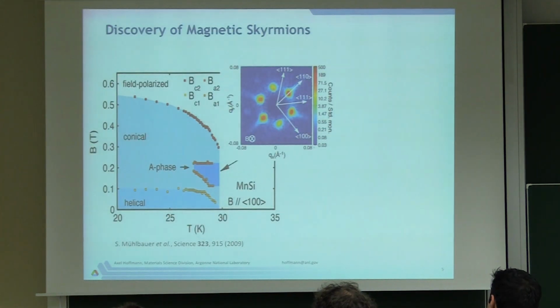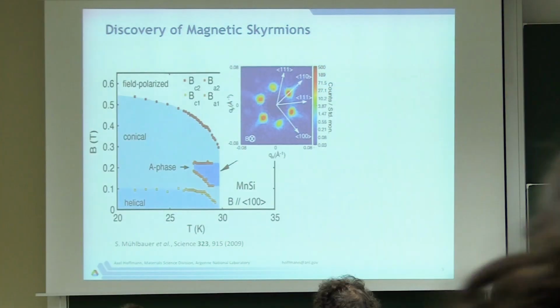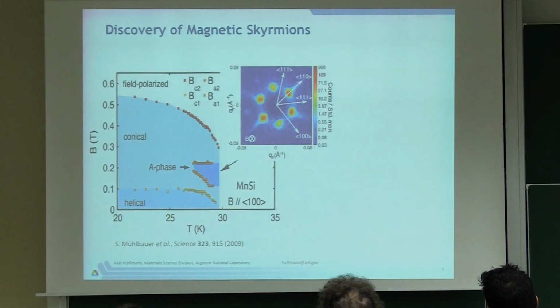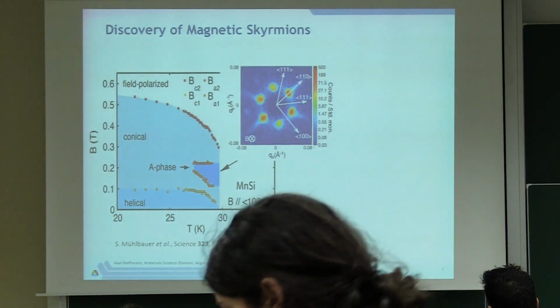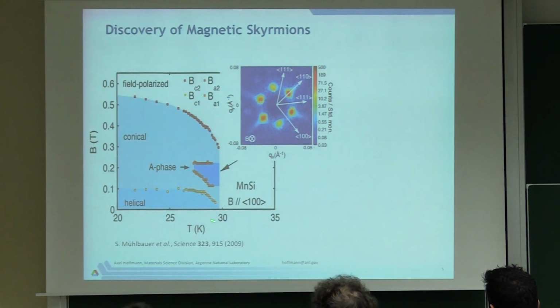So magnetic skyrmions is a story that in earnest started about 10 years ago, I would say, with the experimental discovery of magnetic skyrmions. Essentially, a group from Germany and Switzerland did neutron scattering on a compound called manganese silicon, which has chiral magnetism and was well studied already in the 70s. And since that time, it was known that it has this peculiar phase diagram.